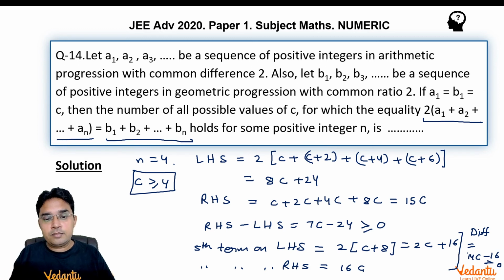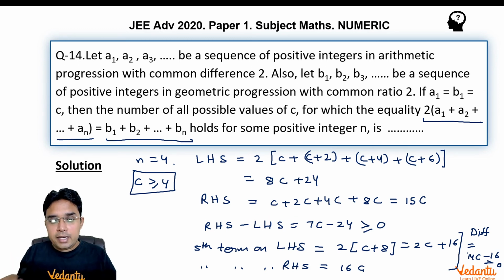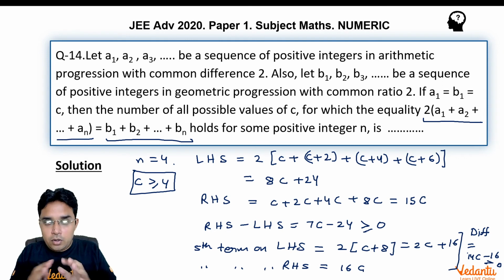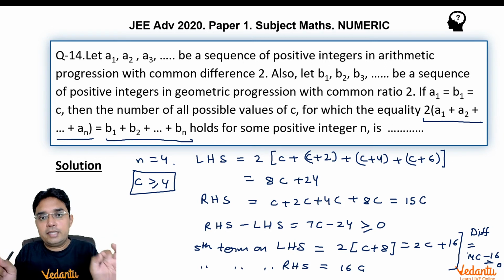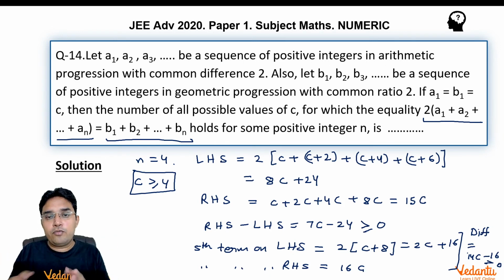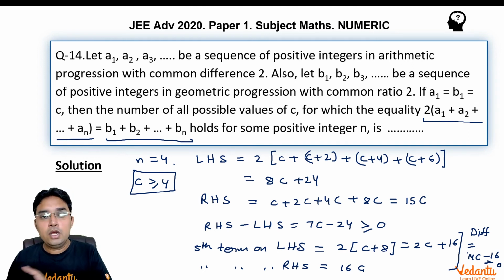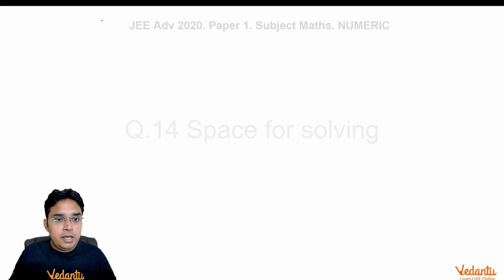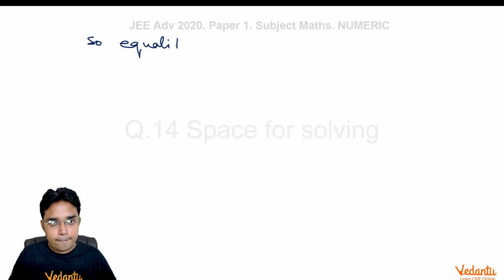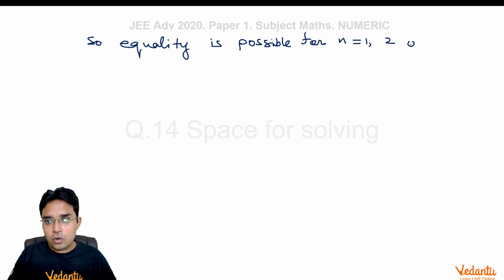So for n is equal to 5, your RHS minus LHS will further be positive only. Similarly, for the sixth term, seventh term, we can show that RHS is going to be always greater than the LHS. So there is no question that these two sides become equal for n is equal to 4, 5 and other bigger numbers. So the possibility here is only for n is equal to 1, 2 or 3. So we have proved that equality is possible for n equal to 1, 2 or 3.